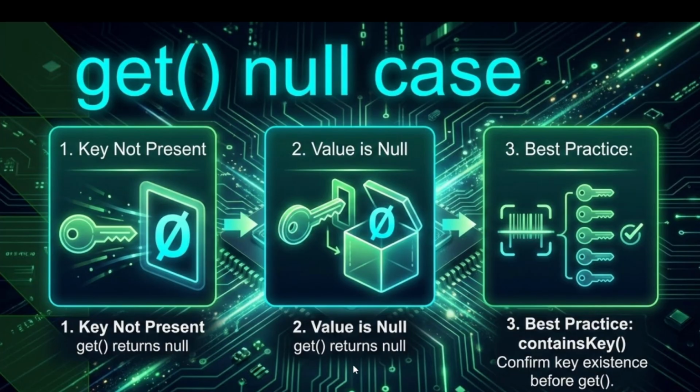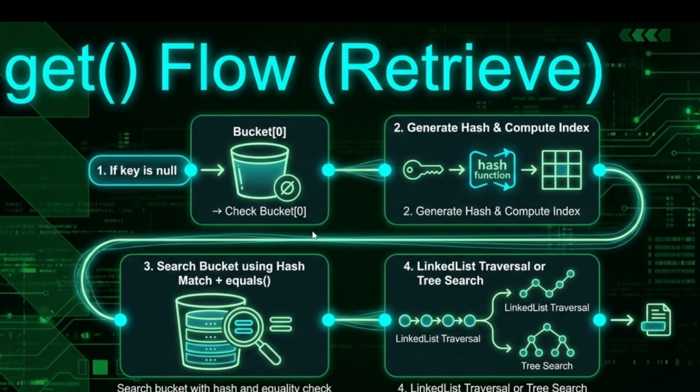What are the cases where get gives null? The key is not present, or the value is null. Best practice: before calling get, use contains. Now the get flow. If the key is null, it goes to bucket 0, checks bucket 0 and gets the value. Else, it generates a hash code, computes the index and gets the value.